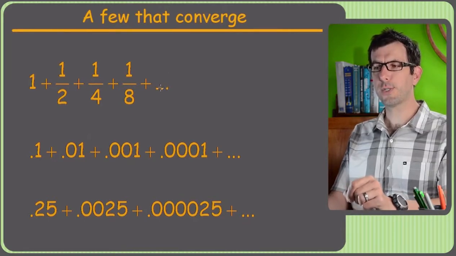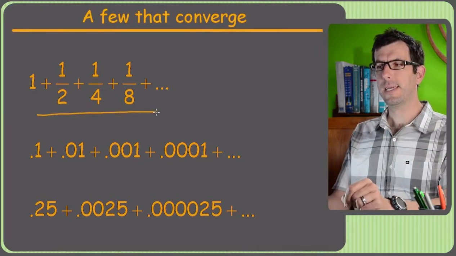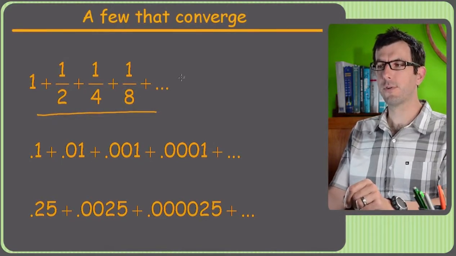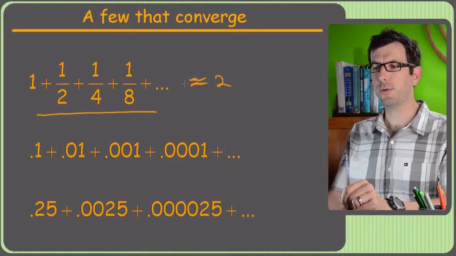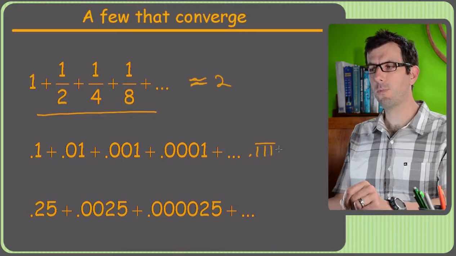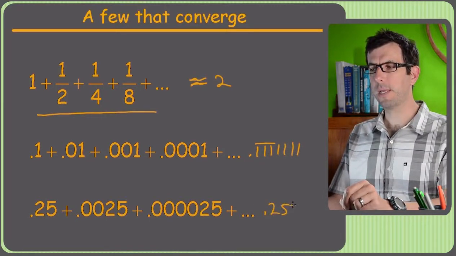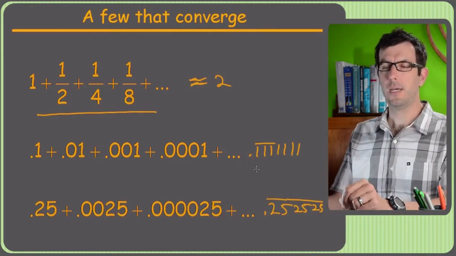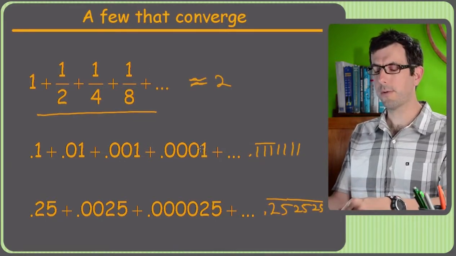Here are a few that converge. I actually used the same list in the intro video because it's so common. This one right here happens to converge to 2. If you keep adding this up, it'll get really close to 2. You add these all up, they'll approach 0.111 repeating, because each one of these terms just adds one more 1 after the decimal place. And this one's approaching 0.25 repeating, just keeps going, 25, 25, 25 forever. So these converge, and you can see that they all have terms that are getting much smaller.